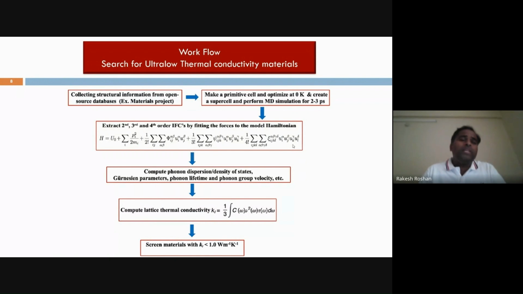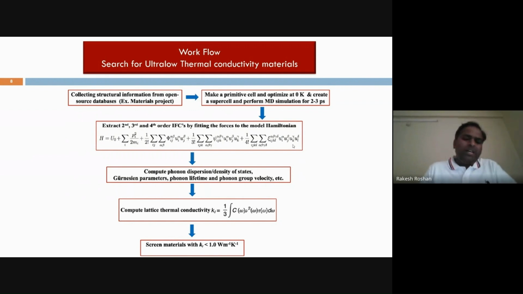And from that, we extract the second, third, and fourth order IFCs, interatomic force constants, by fitting the forces to the model Hamiltonian. So here you can have higher order terms. We have restricted ourselves to third order, because the more orders that you include, the more computationally demanding it becomes. So we have stopped at third order, and that gives pretty decent results. And from this, we compute the phonon dispersion curves, the density of states, Grüneisen parameters, lifetimes, group velocities, and using those, we can obtain the lattice thermal conductivity.